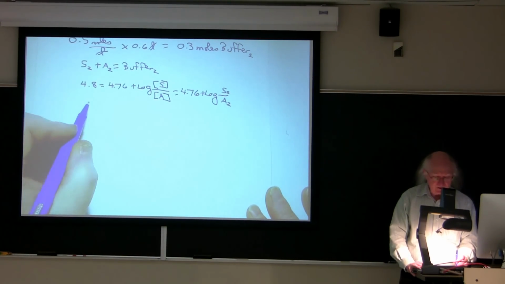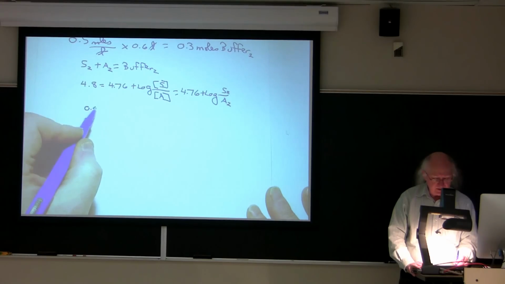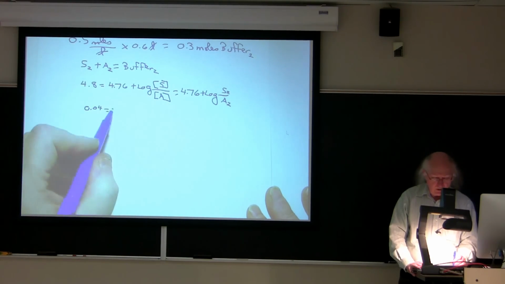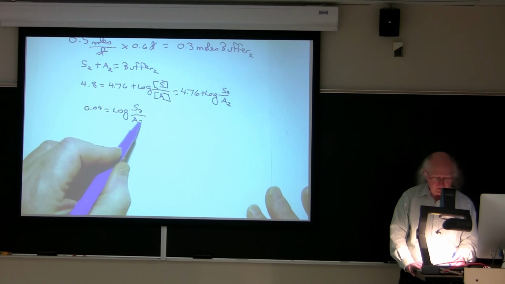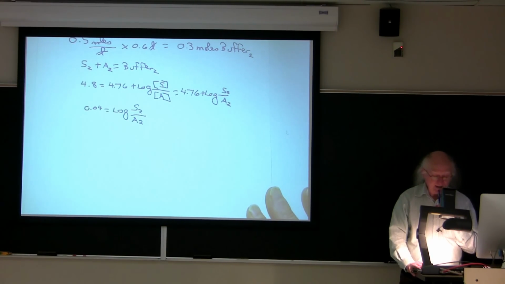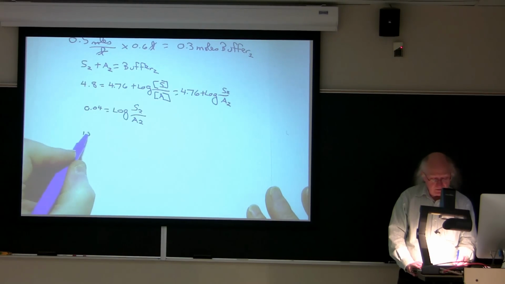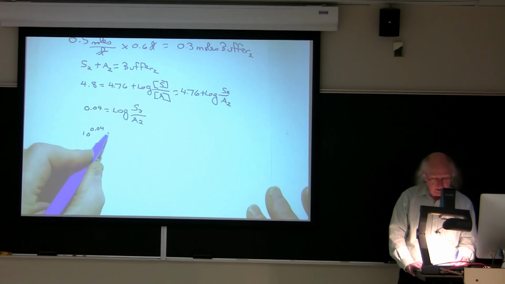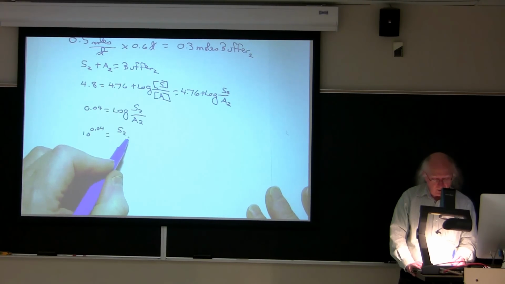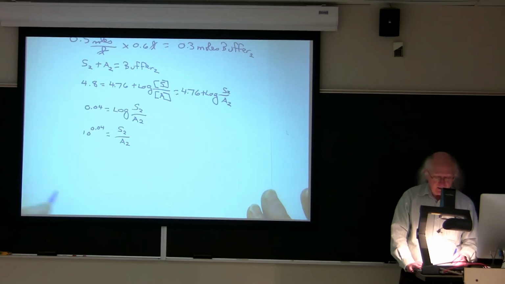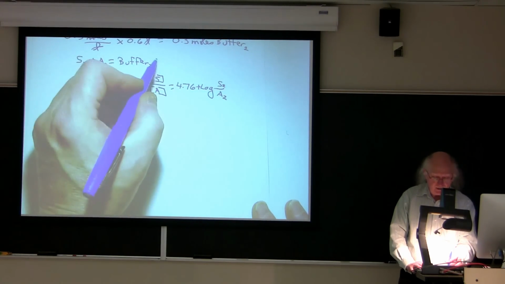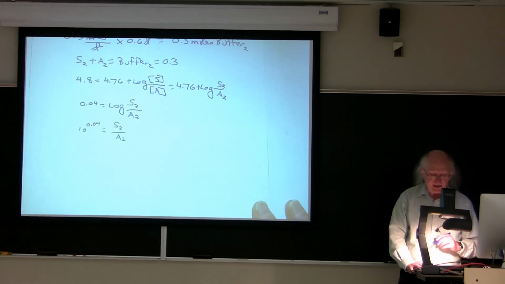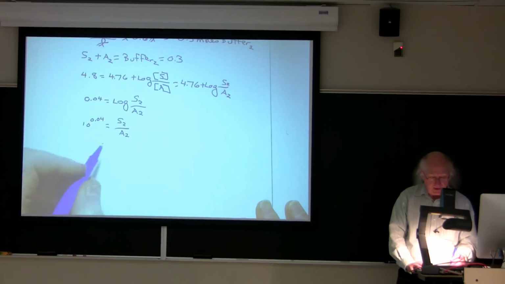Okay, well, if we solve that equation, we can see that 0.04 is equal to the log of moles of salt number 2 divided by moles of acid number 2. 10 to the 0.04 is equal to S2 all over A2. And I have the same thing I had before: S2 plus A2 equals 0.3, as I have from above.